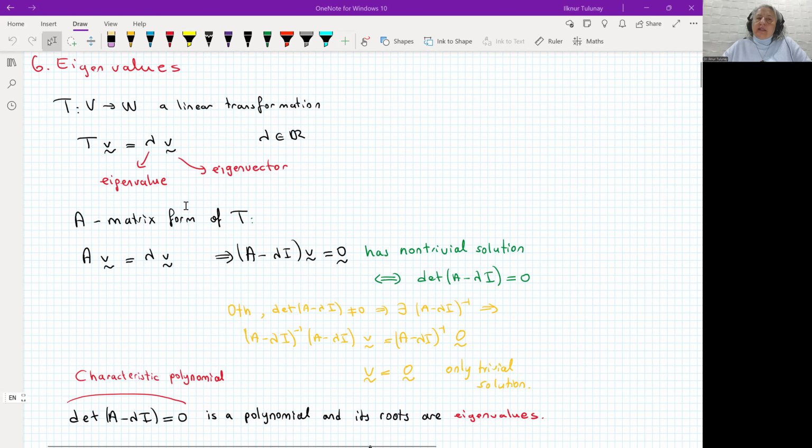Okay, first, what is the eigenvalue and eigenvector? If we have a linear transformation from a vector space V to another vector space W, and this is the equation, there are some vectors and there are some eigenvalues, some real numbers satisfying such equations. And the lambda in this equation is called the eigenvalue. And there are certain types of eigenvectors corresponding to this eigenvalue. So this is a definition.